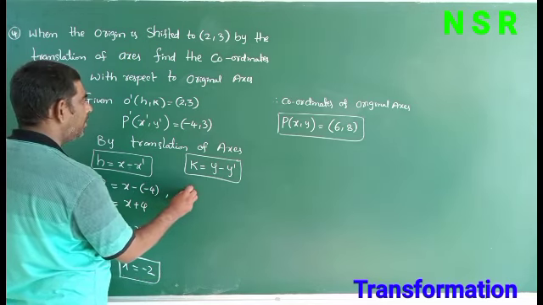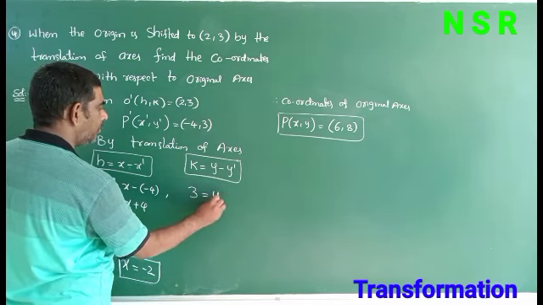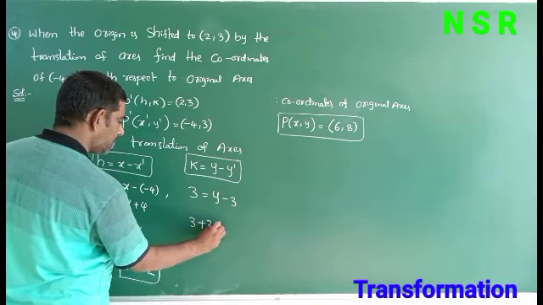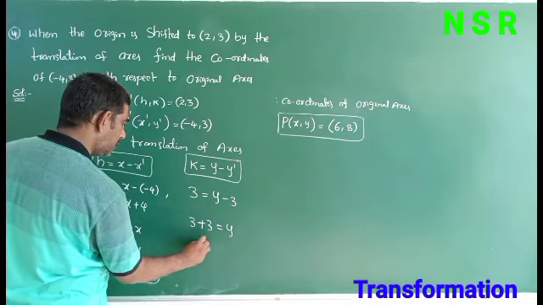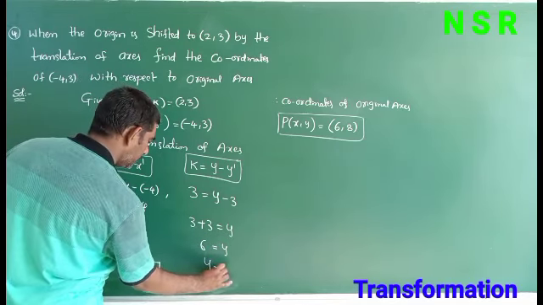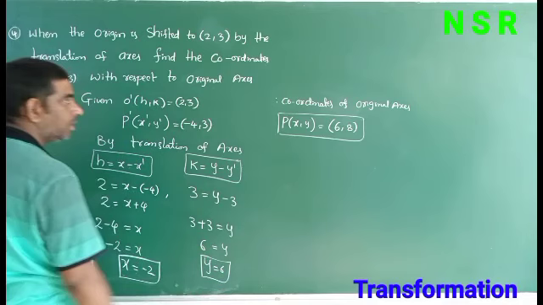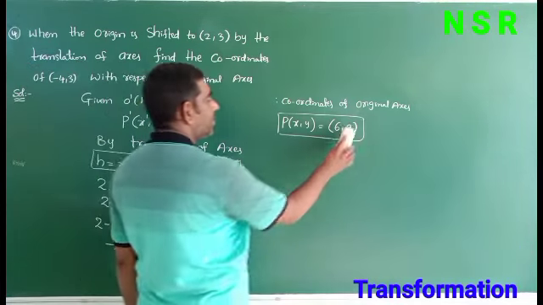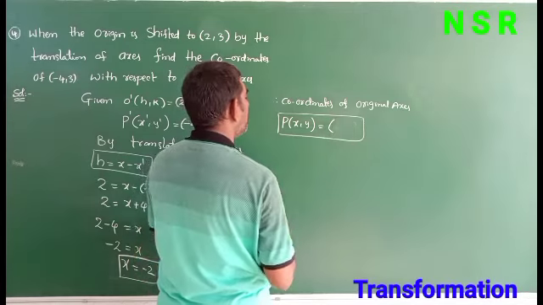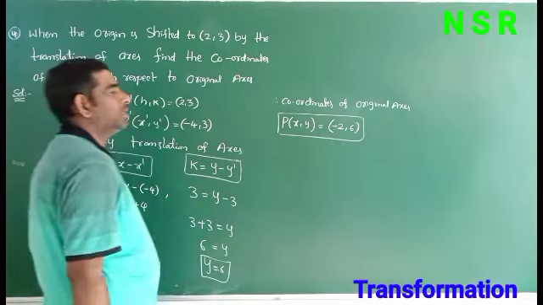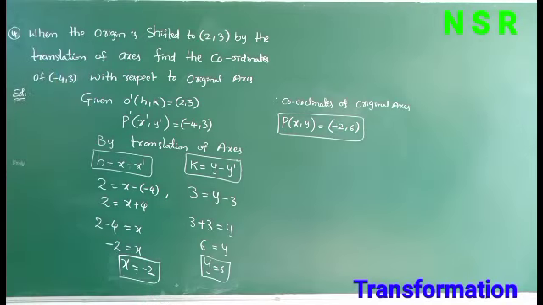Right, here k value 3 equals y minus 3. So minus 3 moves to this side and becomes plus 3. So 3 plus 3 is 6, equal to y. So y is equal to 6. Now the coordinates with respect to the original axis are (-2, 6). So these are the coordinates with respect to the original axis.